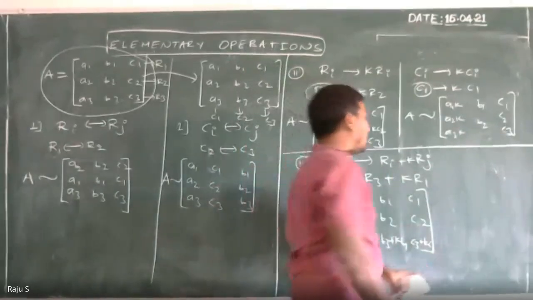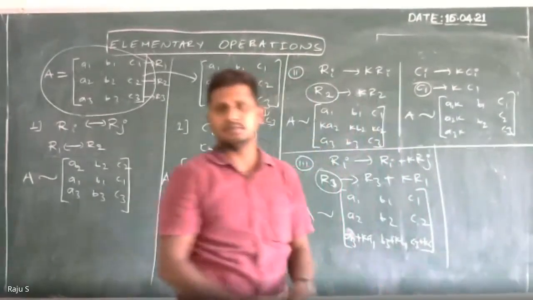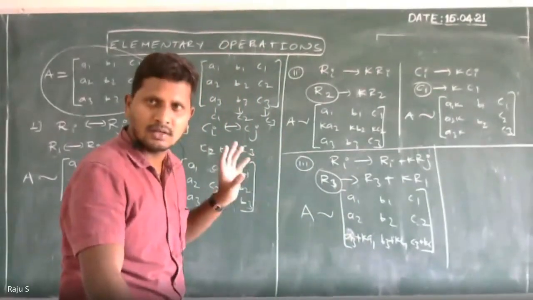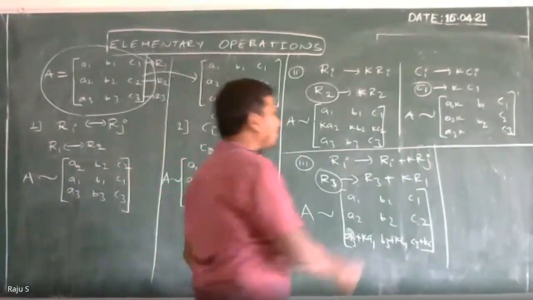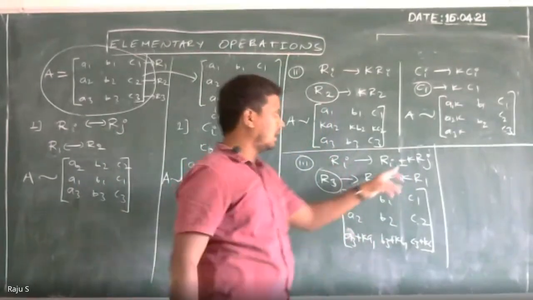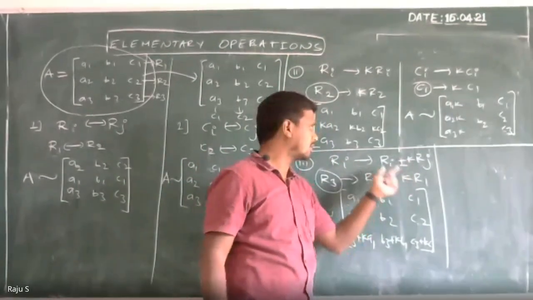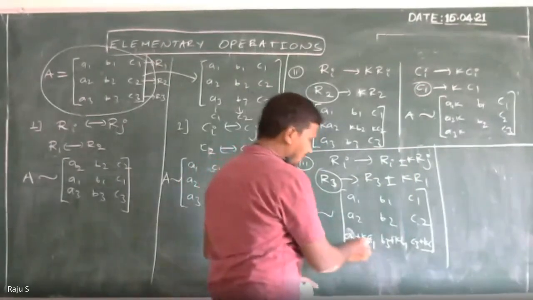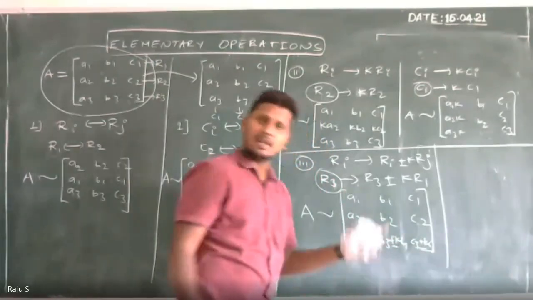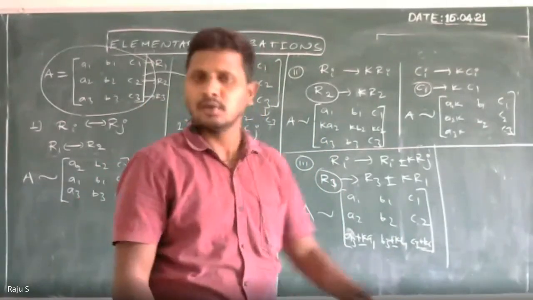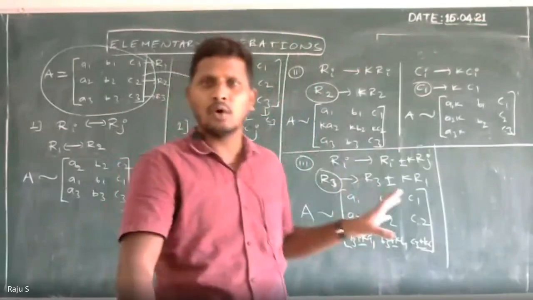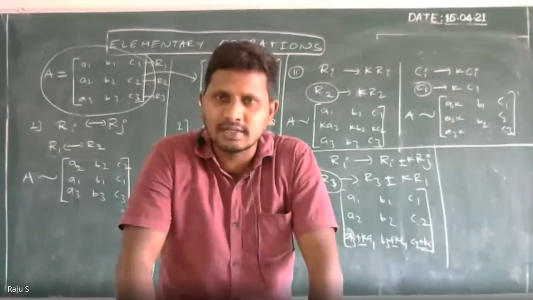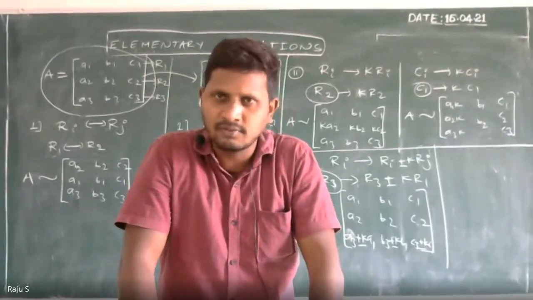In the same way, the column operation. These are the main six operations we can use. See here, it may be plus or minus. Not only plus, it may be minus also: R3 minus K R1. So when you take plus, you will get plus; when you take minus, you will get minus. So these are the three row operations and three column operations. Based on this, we will discuss exercise 3.4.